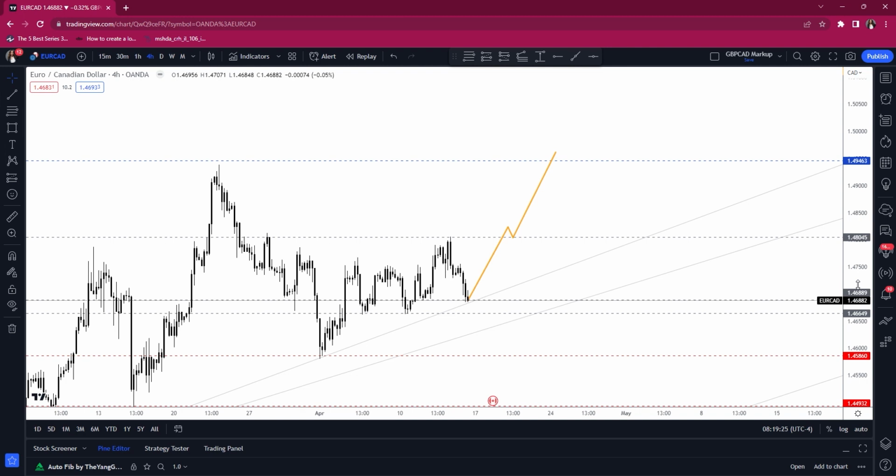So let me know your thoughts. How are you all playing EURCAD based on what's going on in the market right now? Are you long? Are you short? And if either way, what's your setup? I'd be curious to know.